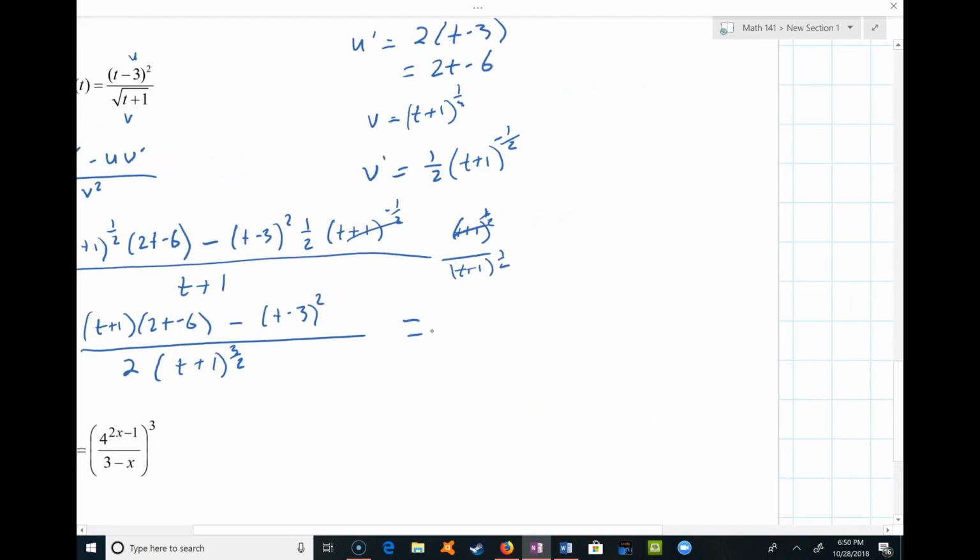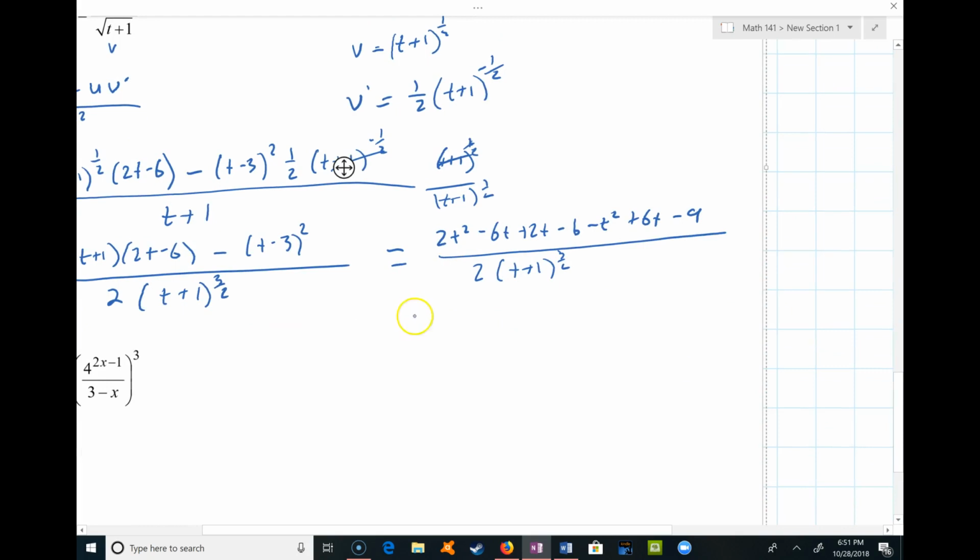So that'd be t times 2t, that'd be 2t squared. And t times negative 6 would be negative 6t. 1 times 2t would be positive 2t. And 1 times negative 6 would be negative 6. And then the same thing here. t times t would be t squared, and there's a negative out front, so that'd be negative t squared. And then t times negative 3 and negative 3 times t, that'd be negative 6t, and that negative would make it positive 6t. And then negative 3 times negative 3 is 9, but that would make it negative, so that'd be negative 9. All over 2 times t plus 1 to the 3/2.